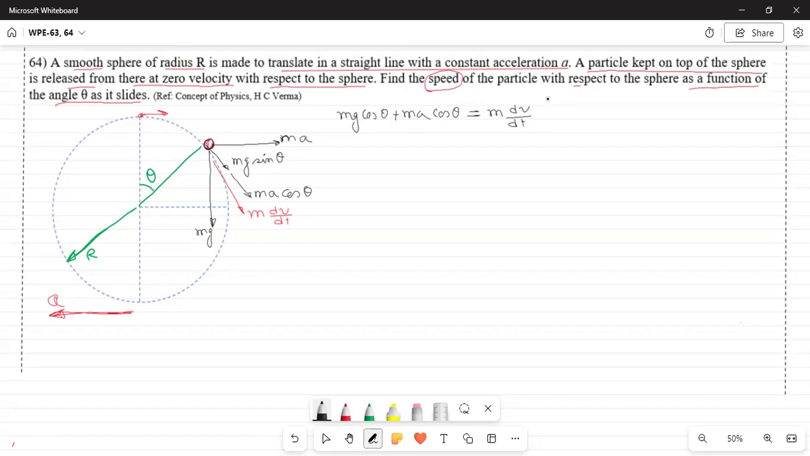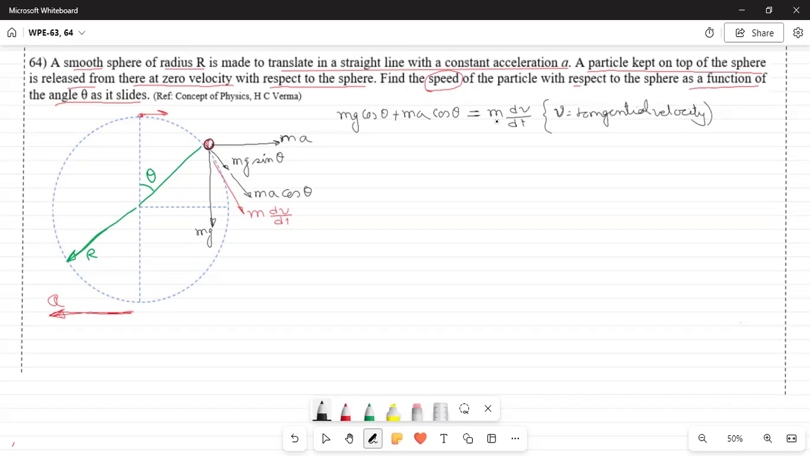Let us write down what v is. v is the tangential velocity. That means dv dt is the tangential acceleration, multiplied by mass it is the tangential force. And who supplies that force? mg sine theta and ma cos theta. They together supply the force. You consider this one equation.